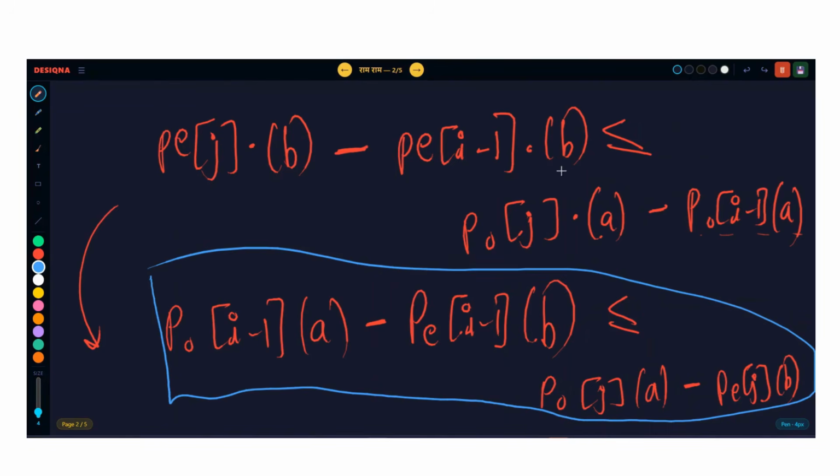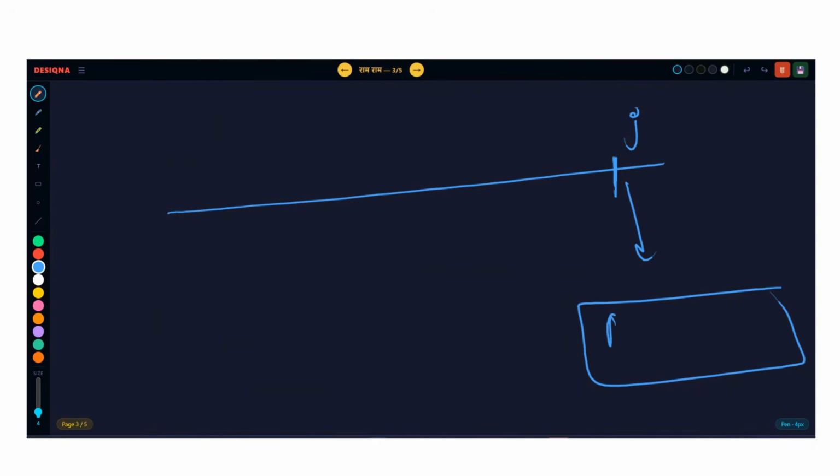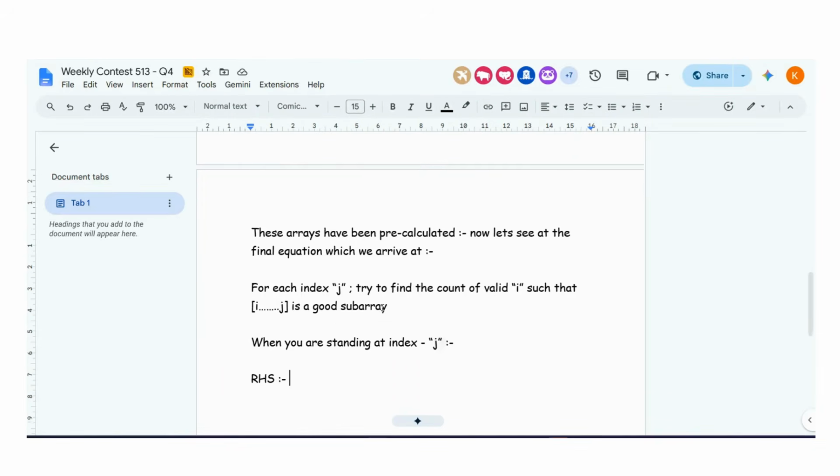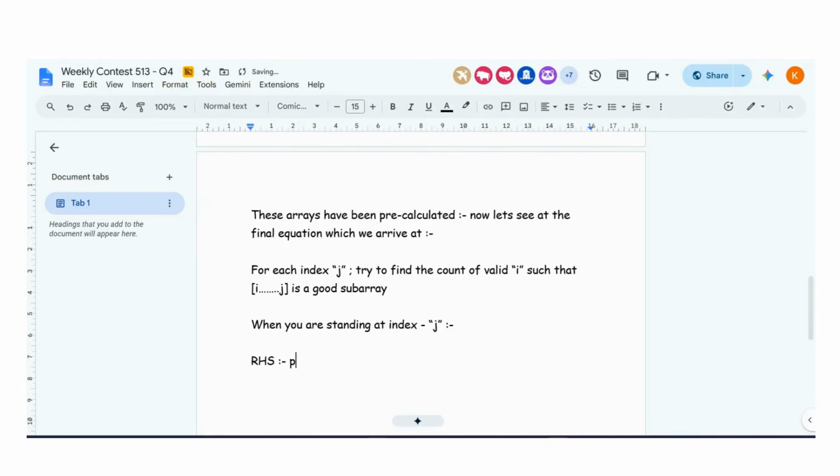POJ into A minus PEJ into B. You can calculate this immediately in one time. Why can this be calculated immediately? Because you already know POJ, PEJ has been pre-calculated. You know A and B also. So RHS is POJ into A minus PEJ into B.